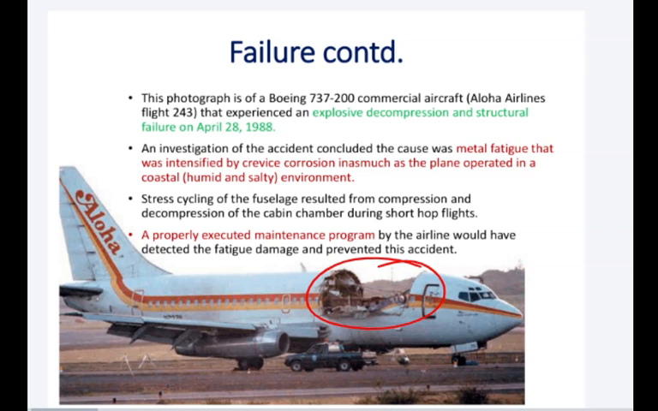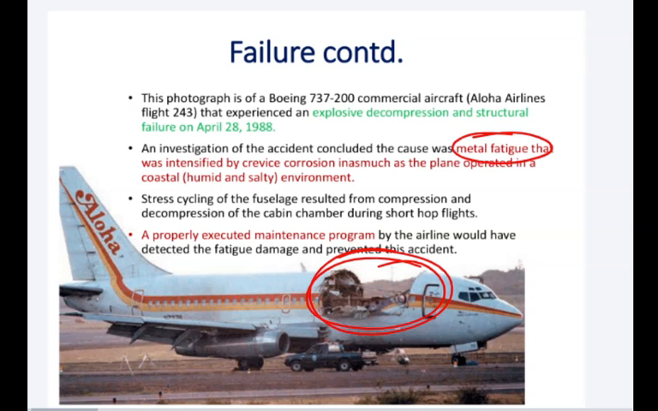Stress cycling of the fuselage resulted from the compression and decompression of the cabin during the short half-flight. So during the flight, there was a compression and decompression. One cycle means one compression and then decompression. The stress level was very low compared to the ultimate tensile stress, but the material failed. So we have to take the fatigue into consideration also. A properly executed maintenance program by the airline would have detected the fatigue damage and prevented this accident.